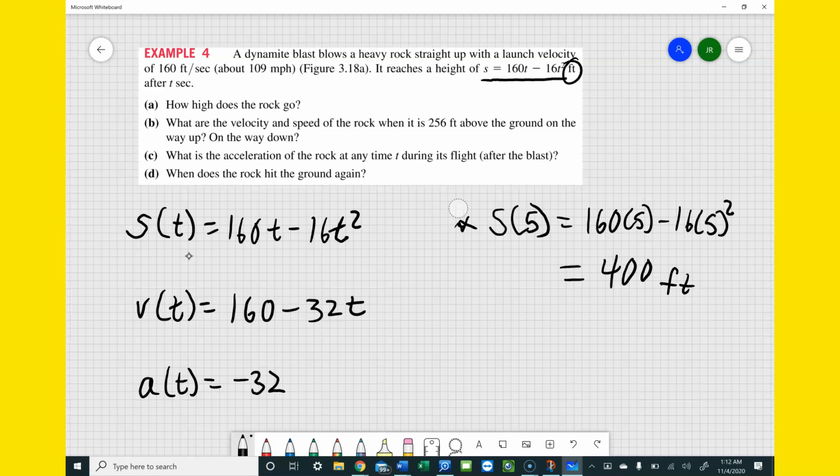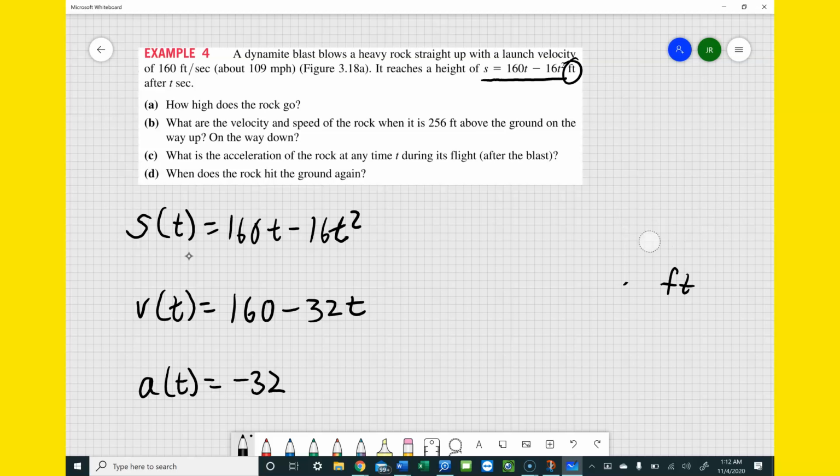Then it says, what are the velocity and speed of the rock when it is 256 feet above the ground, on the way up and on the way down? Good deal. So 256 feet above the ground, what is that talking about? That's talking about a position. It's 256 feet above the ground. That's a position, so 256 is the position.